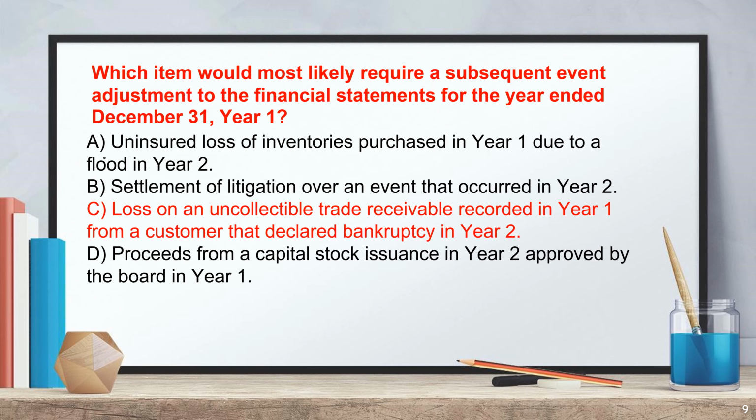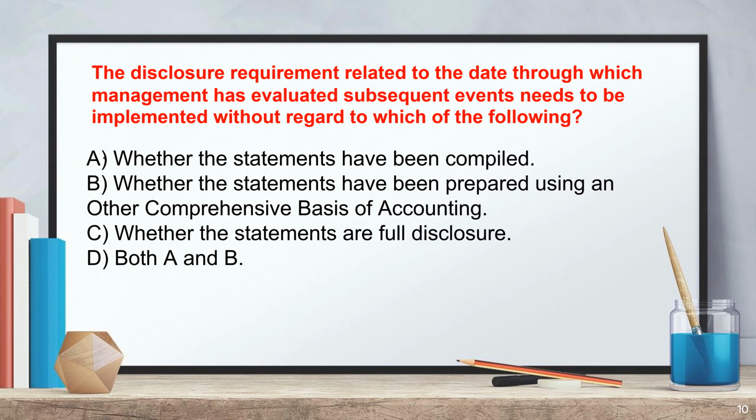Let's move on to how management handles subsequent events. The disclosure requirement related to the date through which management has evaluated subsequent events needs to be implemented without regard to which of the following. Answer: D. Why? The disclosure must be made regardless of whether the financial statements are compiled or prepared under GAAP or OCBOA. Disclosures are essential for transparency, no matter the level of service.